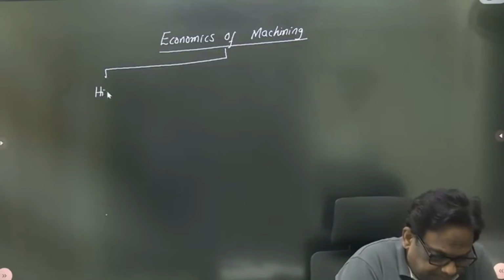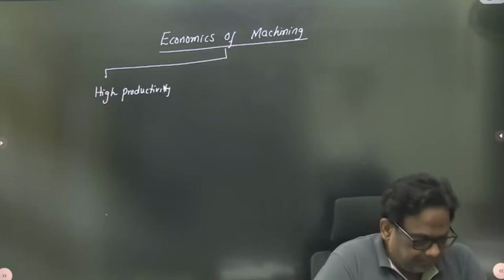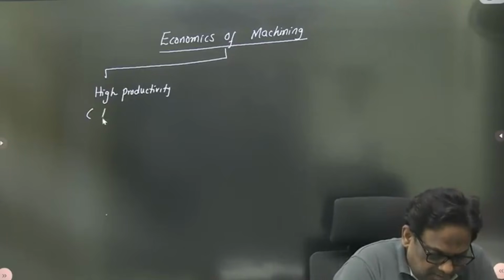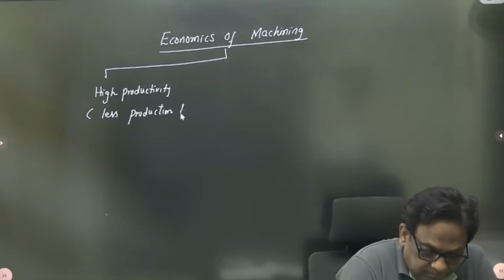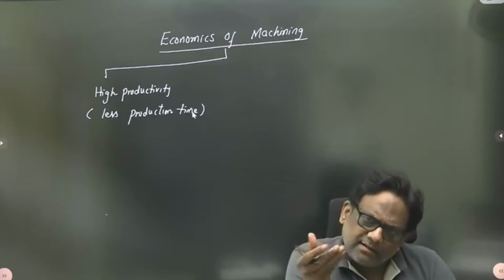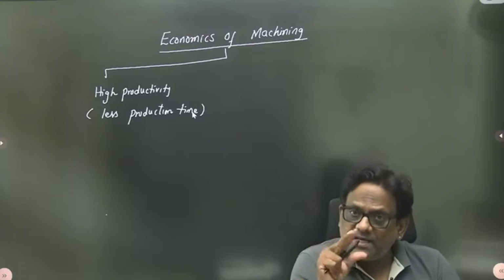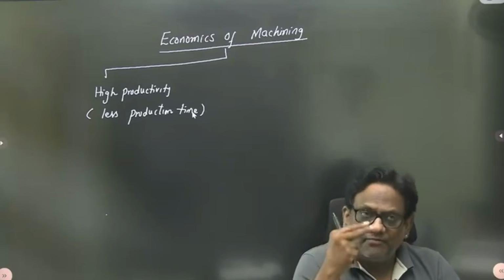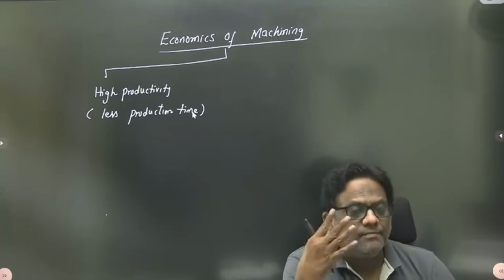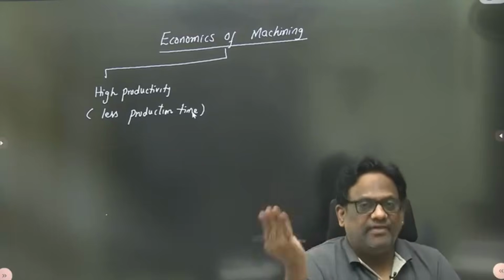High productivity. What does high productivity mean? Less production time. Whatever the product you are manufacturing is manufactured in less production time. Definitely, in lesser time when you are manufacturing more, the company will make profits, because the time saved, you can invest somewhere.